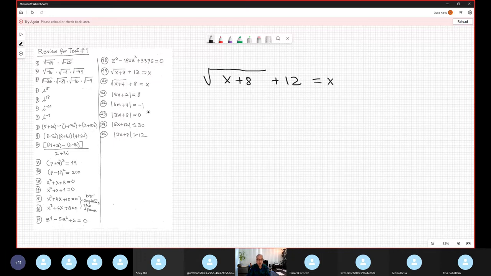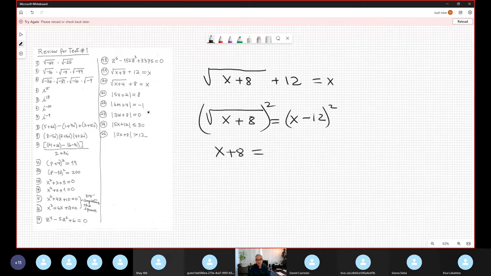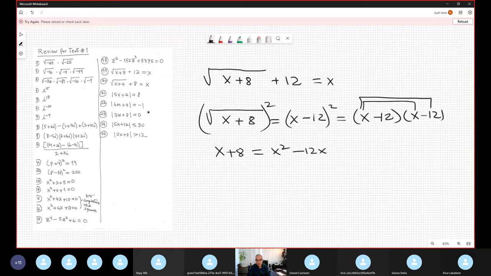Okay, so what should I do? Isolate the radical. I never touch the original. Now I'm ready to square both sides. x plus 8 is equal to, and you FOIL this. First, x squared. Outer, minus 12x. Inner, minus 12x again. And last, positive 144.